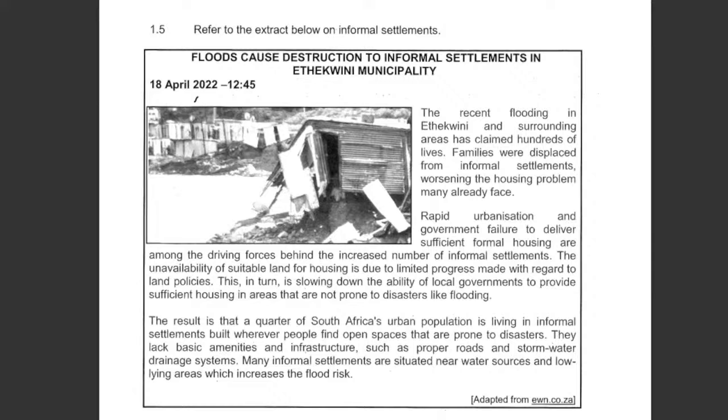a quarter of South Africa's urban population is living in informal settlements built wherever people find space, open spaces that are prone to disasters. They lack basic amenities and infrastructure, such as proper roads and stormwater drainage systems. Many informal settlements are situated near water sources and in low-lying areas, which increases flooding risks. Okay.